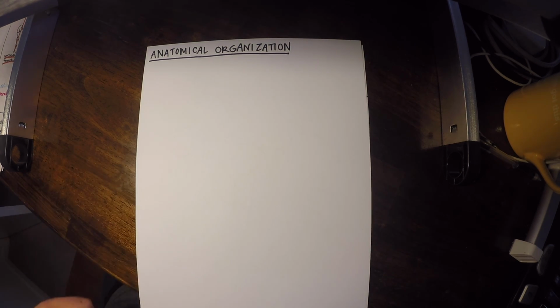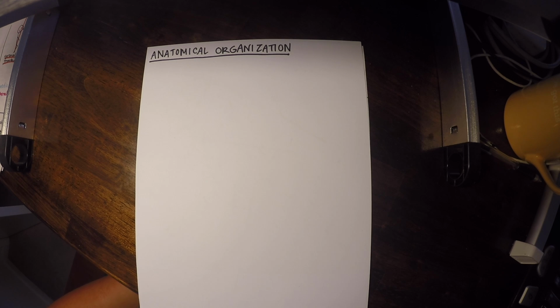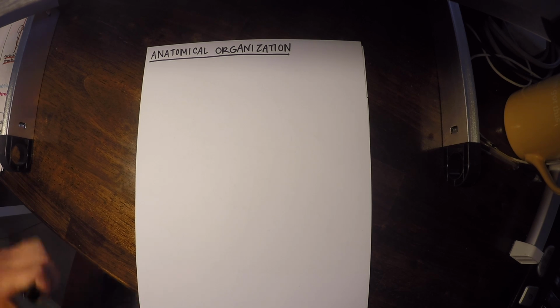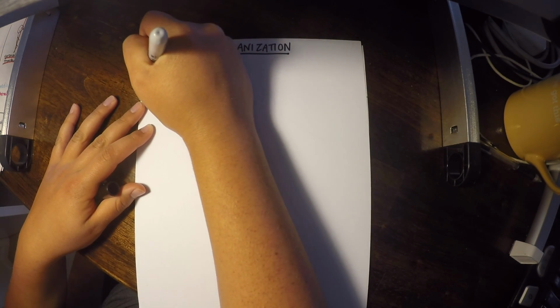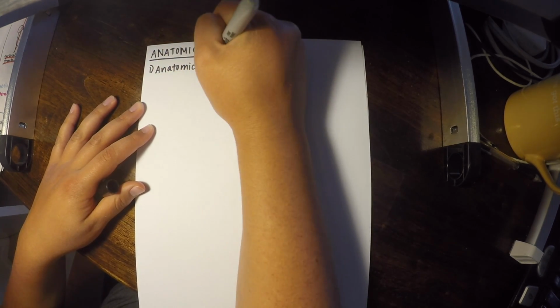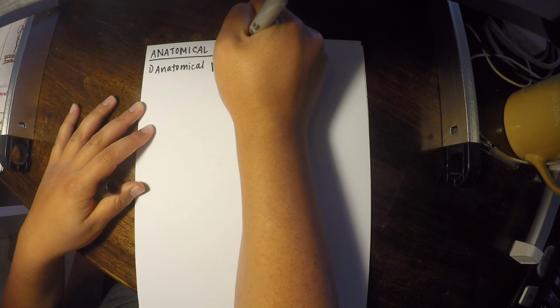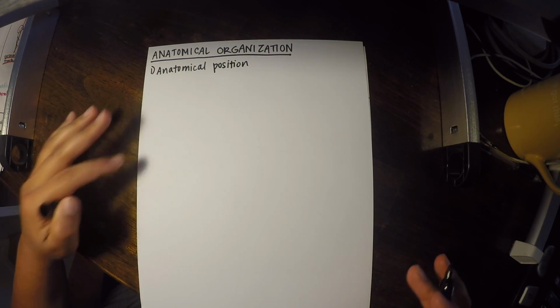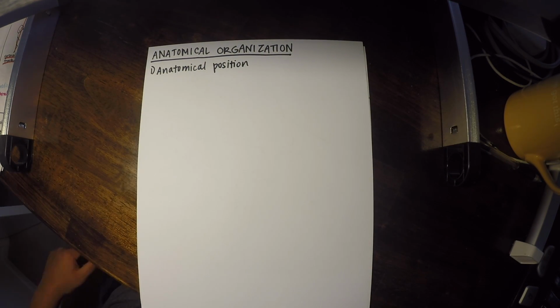So for anatomical organization, we're talking about anatomy and how we define anatomical terms. There's something called anatomical position. And this is probably the most important piece of the foundation of anatomy, because when we're talking about anatomical position, that's how we're going to reference any different body part in its relation to another body part.